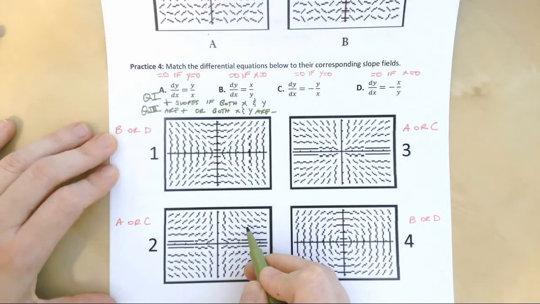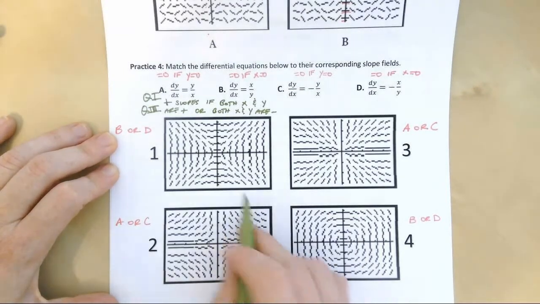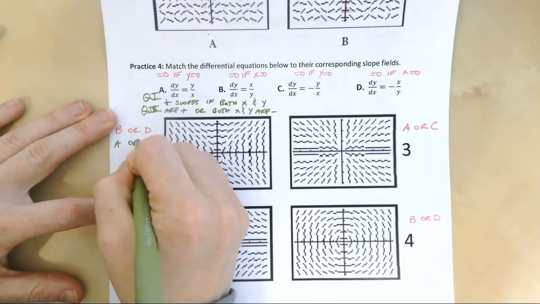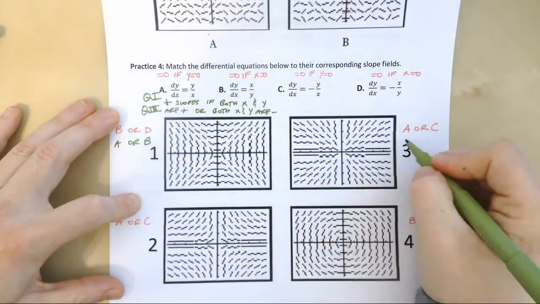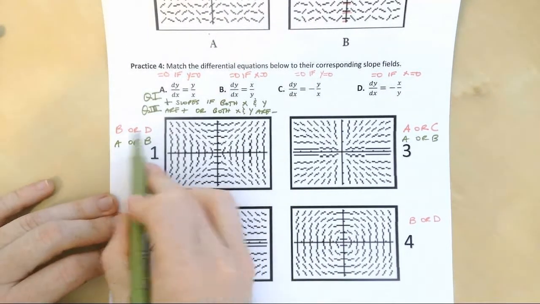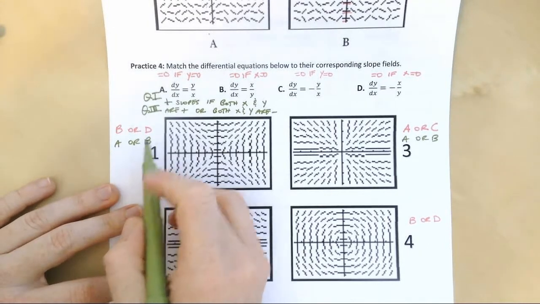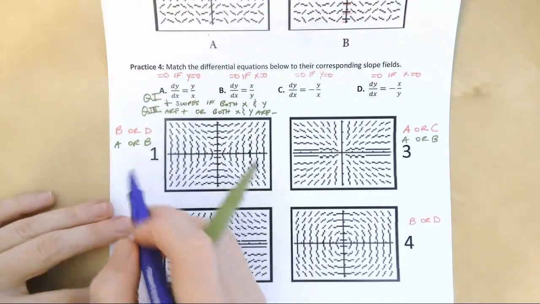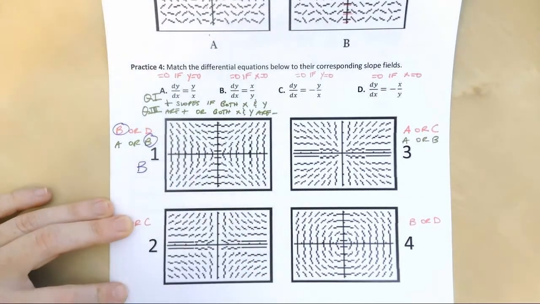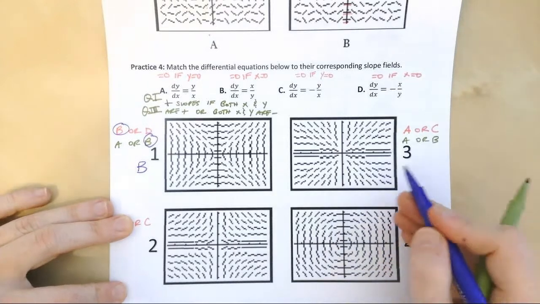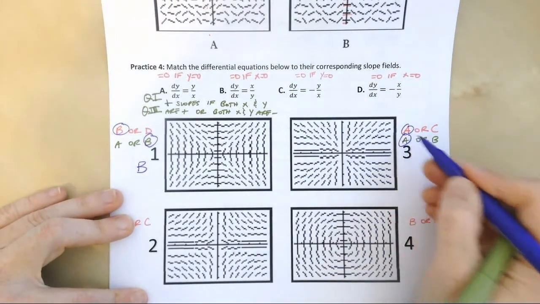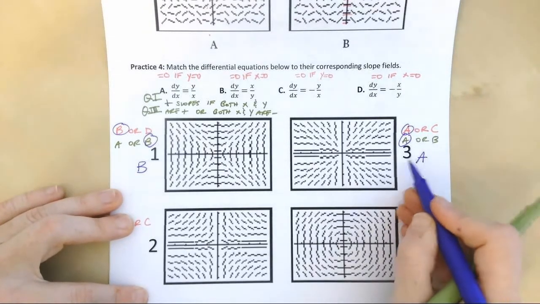This one has negative slopes in quadrant 1, so no. A and B cannot go with this. So we're going to say A or B, and then A or B. And then check it out, y'all. This has to be B or D, or A or B. Well, what shows up twice? B. So this graph goes with B. And then this graph has to be A or C, or A or B. What shows up twice? A. So 3 goes with A.